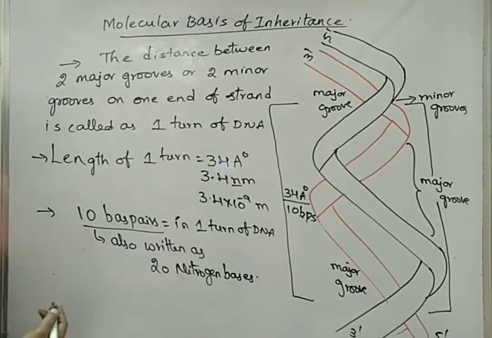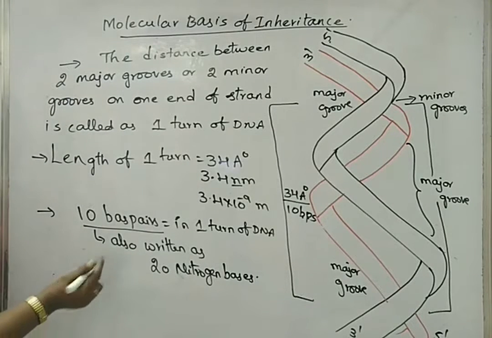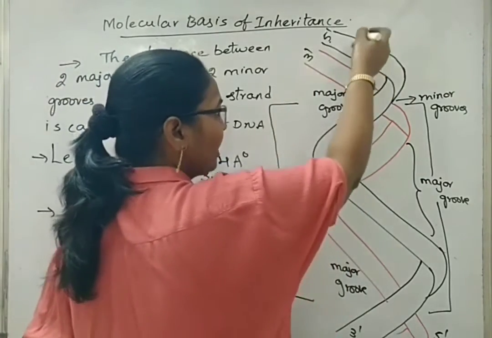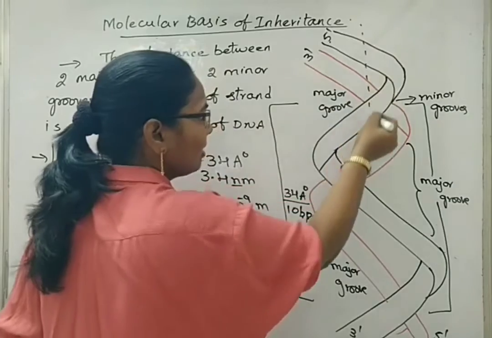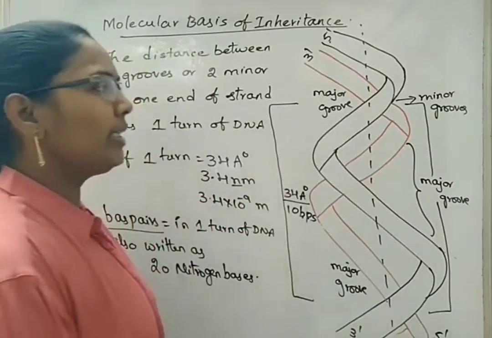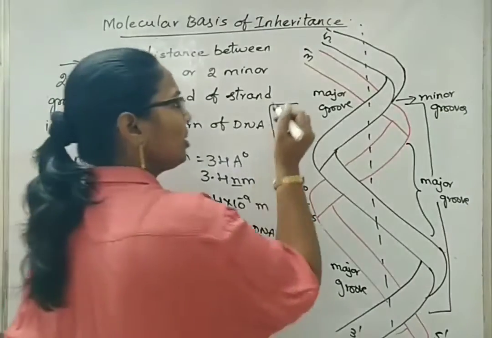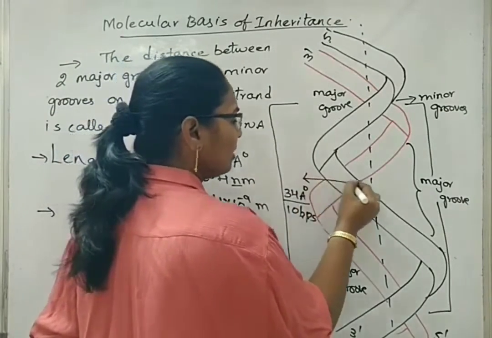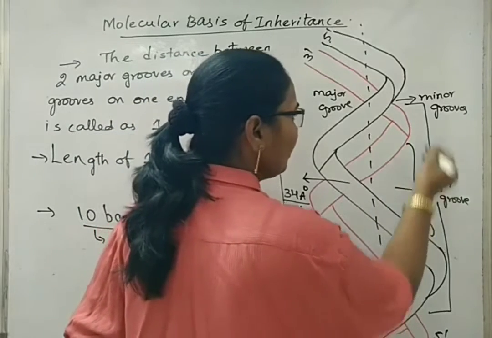Now, the diameter. When we consider a central axis in this DNA strand, the value of the diameter of DNA is 20 angstroms. That means the distance from here to here.